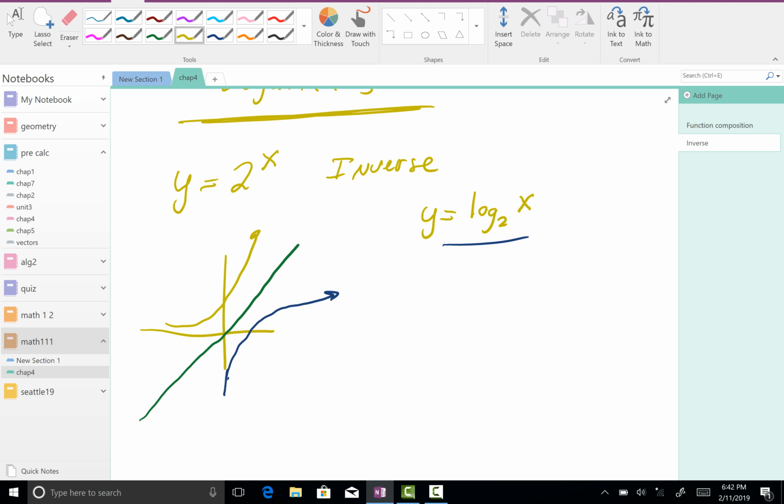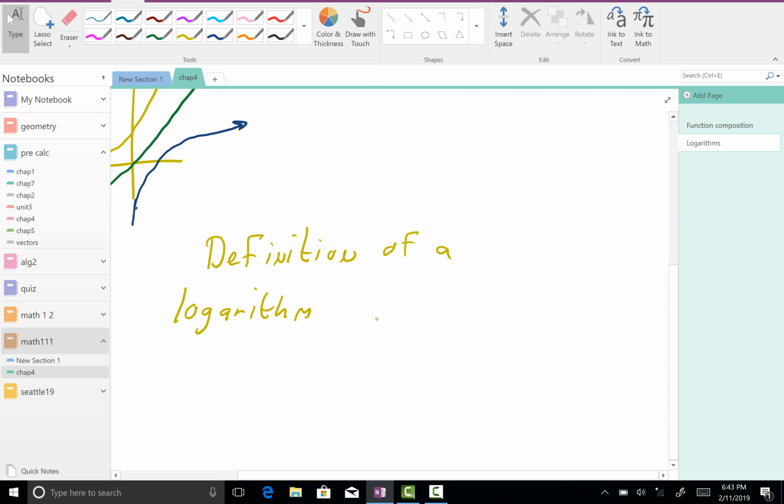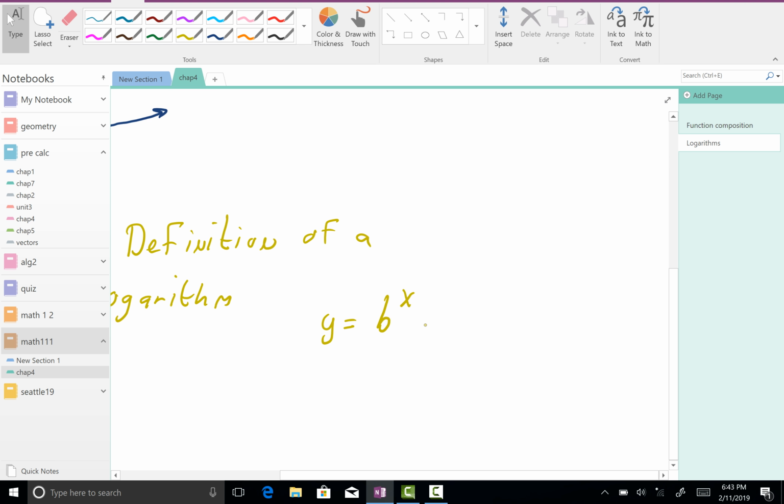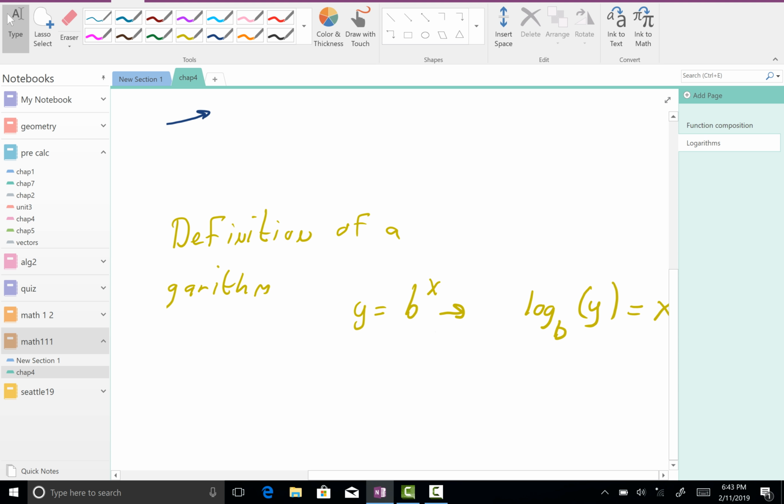So the big idea here is this definition of a logarithm that you use a lot, okay? And this is what it says: if y equals b to the x, then the log base b of y equals x. This is the definition of a logarithm right here.